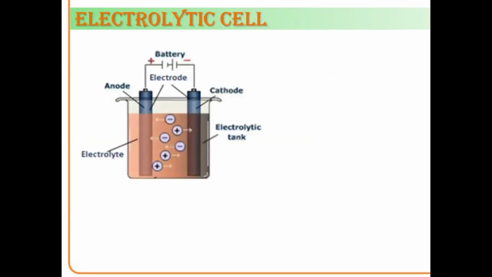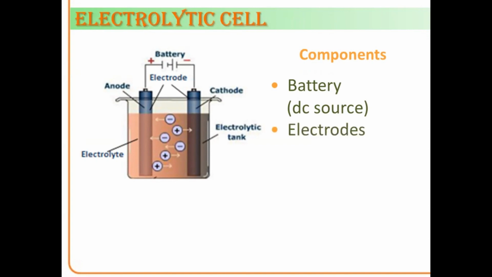An electrolytic cell will look like this. It has three components. Number one, we have the battery, which acts as the DC source, supplies the energy required to break down the ionic compound. Number two, we need electrodes. Now, electrodes are pieces of metal that conduct electricity or an electric current into the electrolyte.